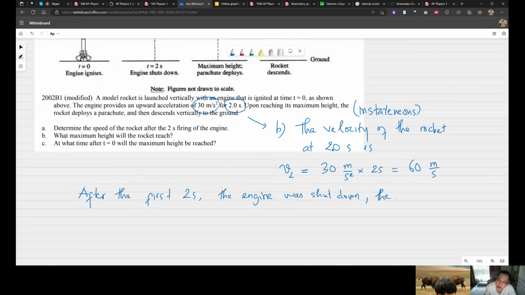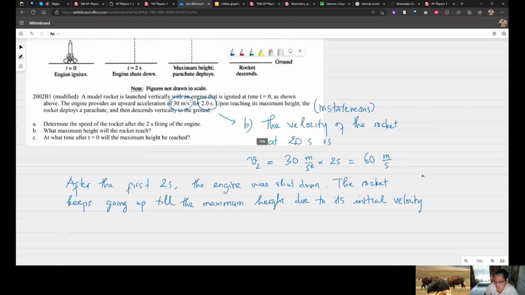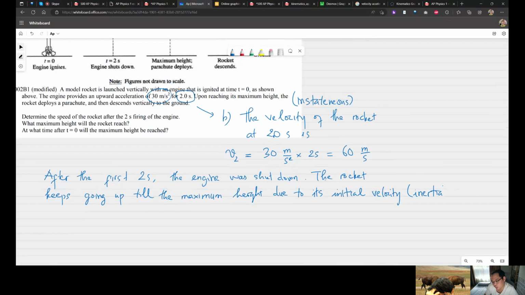And the rocket, this is a new sentence, the rocket keeps going up because of its own inertia and initial velocity, okay? Keeps going up till the maximum height due to its initial velocity. Yes, initial. Later, if you learn the next topic, momentum, you can say due to its initial momentum. Okay, and you can also use the word inertia. We will discuss this term and momentum later next week. Initial velocity until the maximum height.